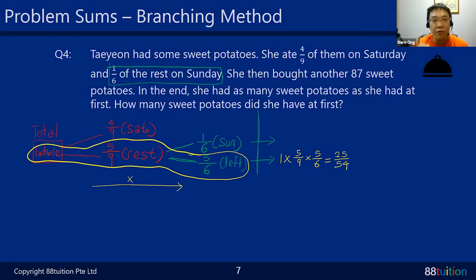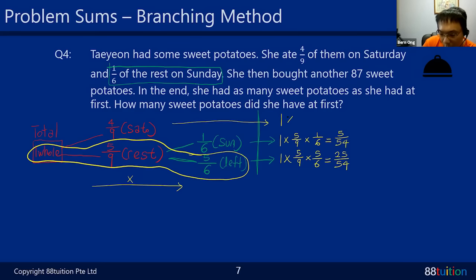Then can we find out the other line, the Sunday one? Sunday comes from the rest, which comes from the one whole again. So I'm going to write 1 times 5/9 times 1/6. I'm trying to find the individual fraction, bringing the fractions from different levels to the same level so that I can compare fairly. So 1 times 5/9 times 1/6 is actually 5/54.